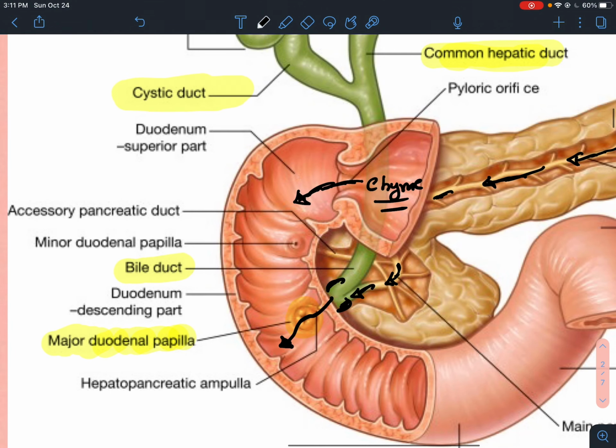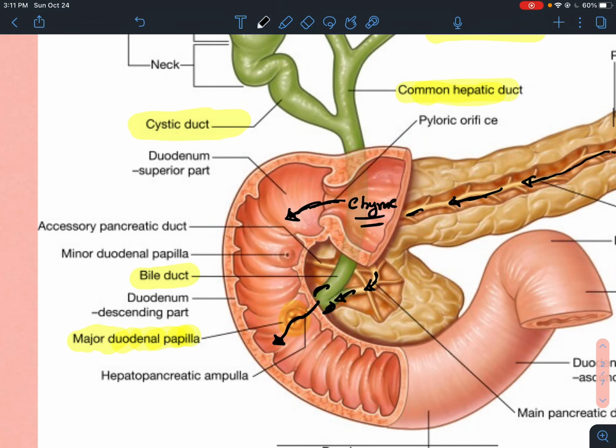Another structure to notice here, which we'll see again later on, is that you also have an accessory pancreatic duct in some individuals, which is a smaller duct of the pancreas. It is not associated with the common bile duct. It's on its own, and therefore its papilla is smaller, and it's named the minor duodenal papilla.